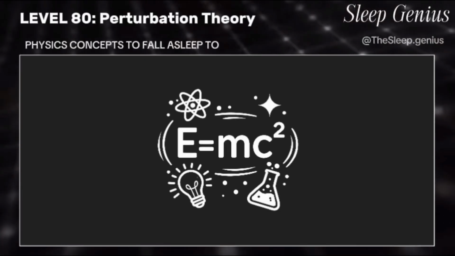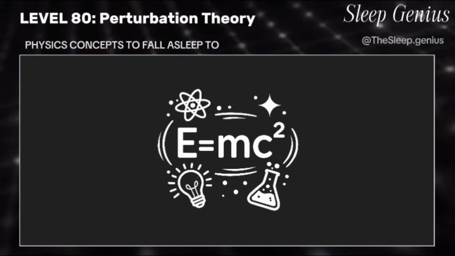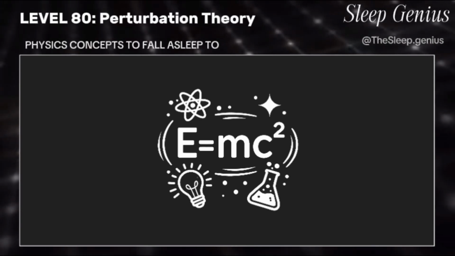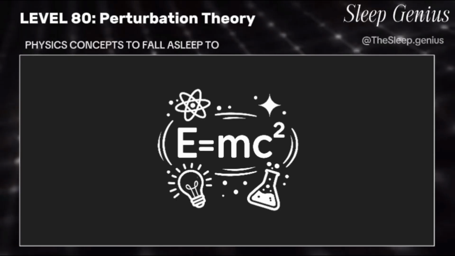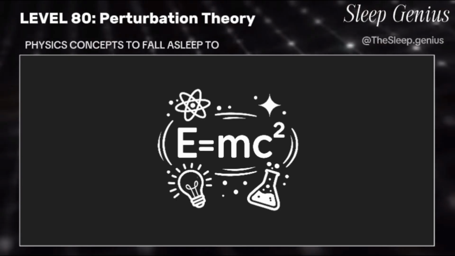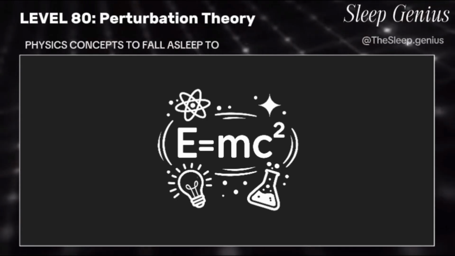Perturbation theory is a method used to find approximate solutions to problems that cannot be solved exactly. It works by starting with a simple system we understand and then adding a small change or disturbance. This small change is called a perturbation, and it helps us understand how the system behaves when it is slightly altered. Think of it like nudging a calm pond and watching how the ripples spread.